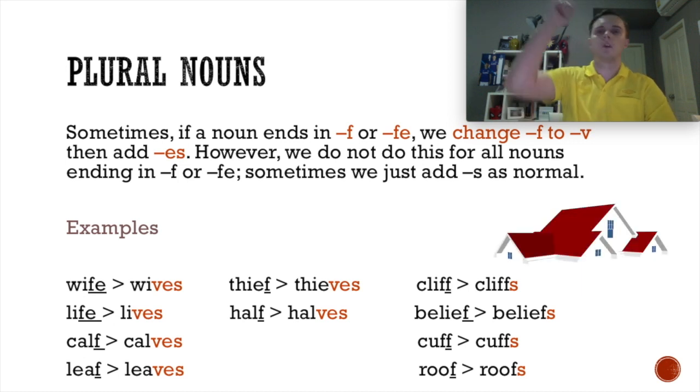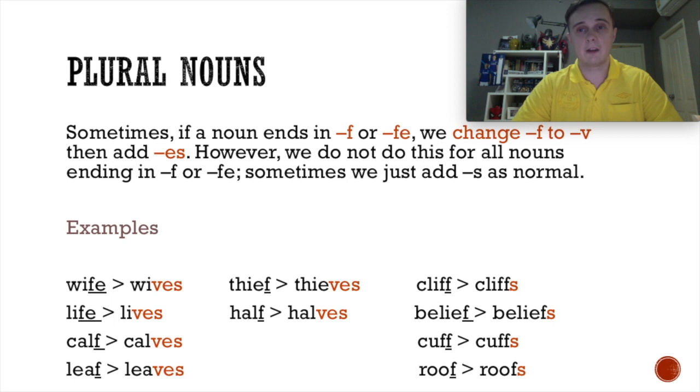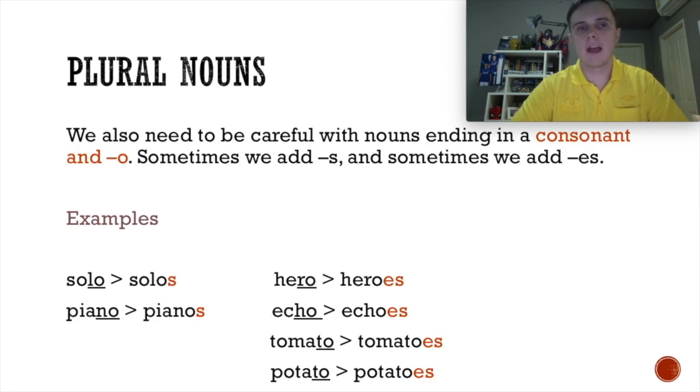And roof, the roof on your head. This is something that people actually get wrong. I've seen people, even people who are native English speakers, who come from England or America and speak English every day, sometimes they say rooves, but we don't say rooves, it's roofs. The plural of roof is roofs. So be very careful with this because, as I say, even native English speakers sometimes get this wrong. We also need to be careful with nouns that end with a consonant and O, because sometimes we just add S and sometimes we add ES. So again, it's hard to tell which one is which. So a solo.